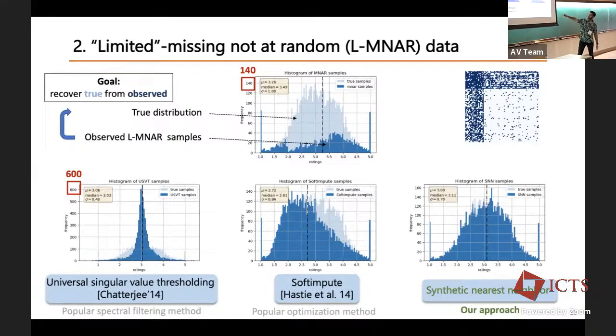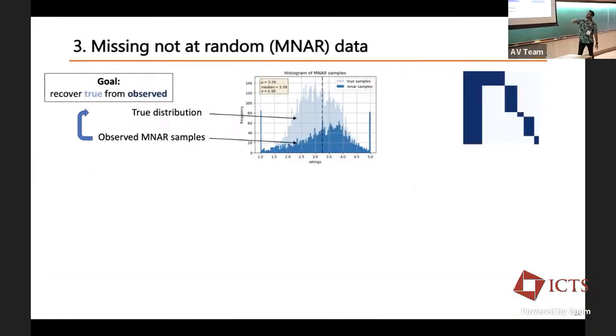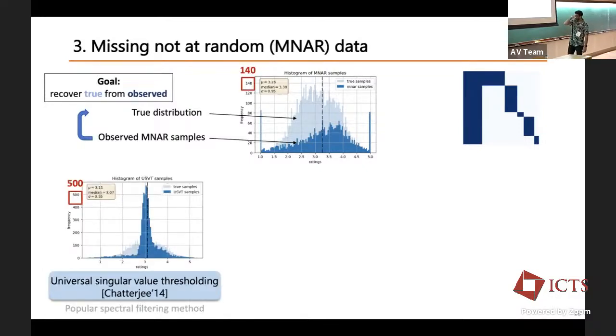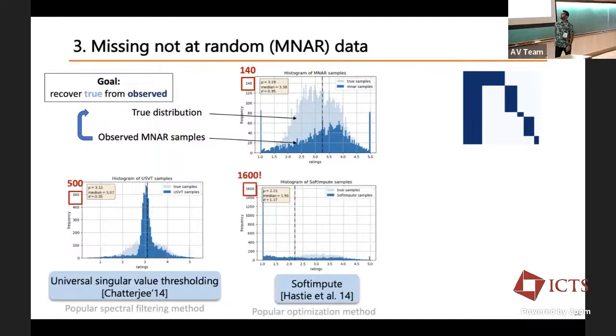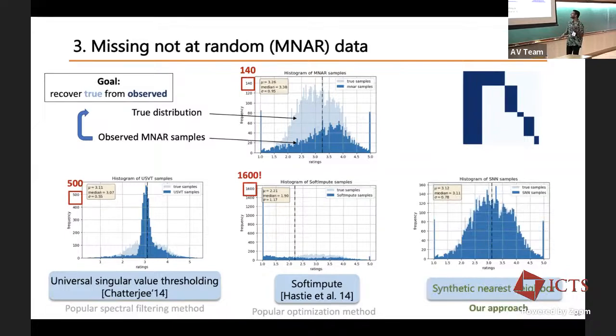Okay, so Soft-Impute is still working kind of well, but now let's go to the MNAR setting, where we break the key assumptions, like you observe things with probability 0 or 1, dependent, etc. USVT doesn't work, but to our surprise, Soft-Impute completely stopped working as I switched from LMNAR to MNAR. It tended to just recover rating 1 for some reason. So you can see how sensitive these different matrix completion algorithms are to how things are missing or not missing. I wouldn't show it to you if it didn't work, but SNN was still working, recovering the light blue really well.